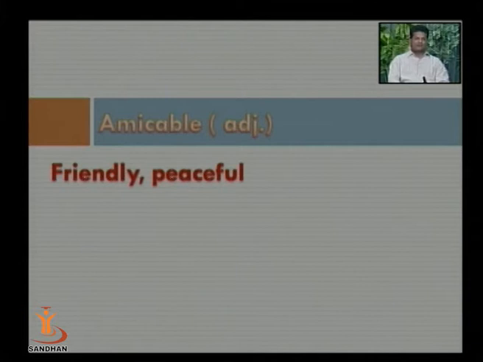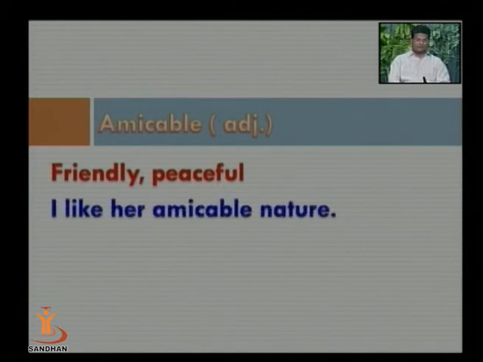Amicable and amiable, both the words are very formal kinds of words. And mind well, my friends, business language, however we try to make it personal, is always formal. So here amicable and amiable are used as formal words. They are not used in day-to-day personal communication. They are used in formal communication only. So here, friendly and peaceful. I like her amicable nature.